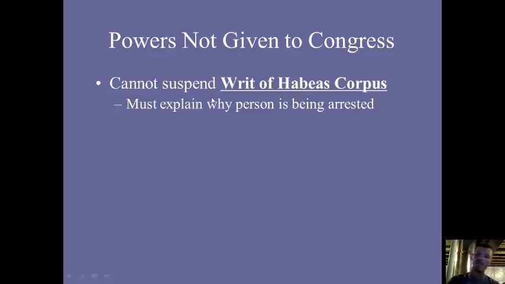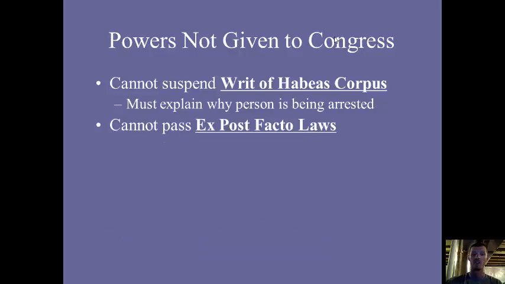If they suspend the writ of habeas corpus, that just means that they can arrest people for whatever and put them in jail and not tell them why they're being put there. Things like that had happened with the king and with Parliament, so our founding fathers didn't want that to happen within our government. So Congress cannot suspend the writ of habeas corpus. They cannot detain somebody without telling the person why they're being detained. If you're being arrested, they have to tell you why, and that's what a writ of habeas corpus is.